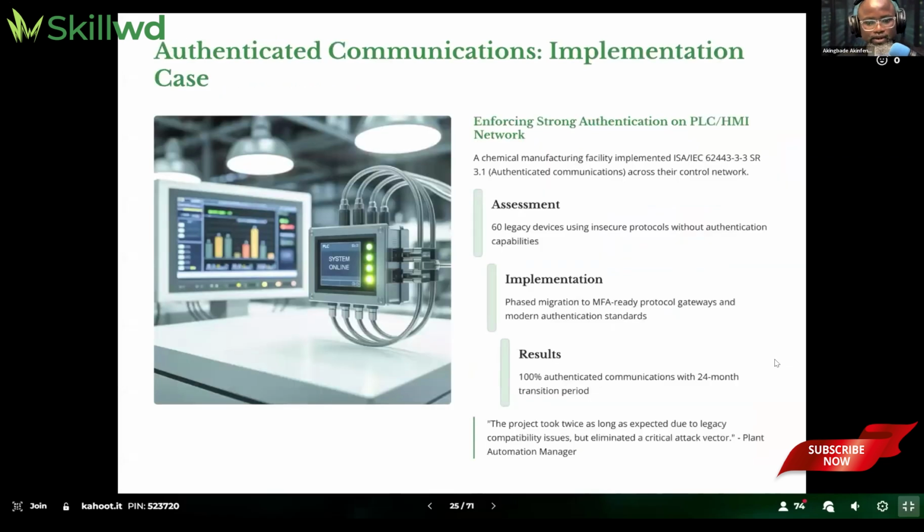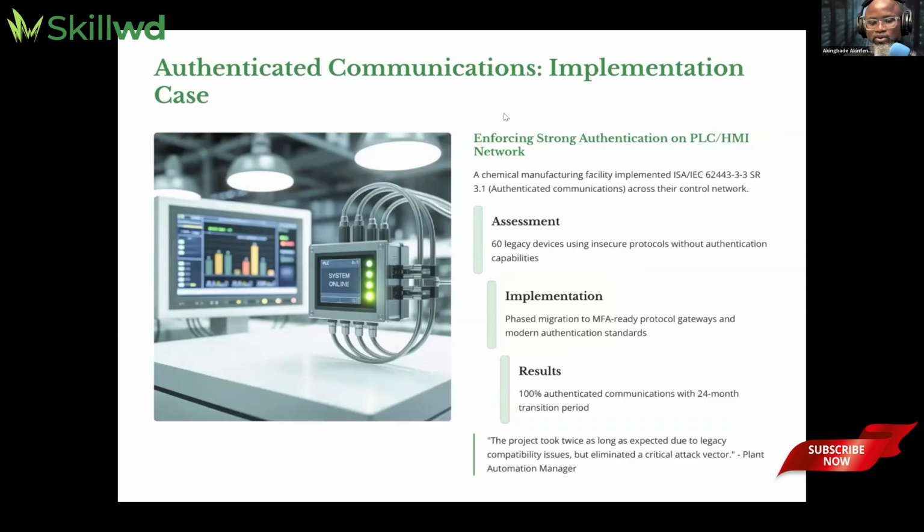Authenticated communication, again, like anything else, for all your devices, PLCs, HMI, there must be appropriate authentication. It does not matter whatever access you're trying to get, how do we authenticate it? As a matter of fact, now within OT space, we're also encouraging zero trust and MFA. So you might see a lot of zero trust and MFA now, even within OT space, okay?